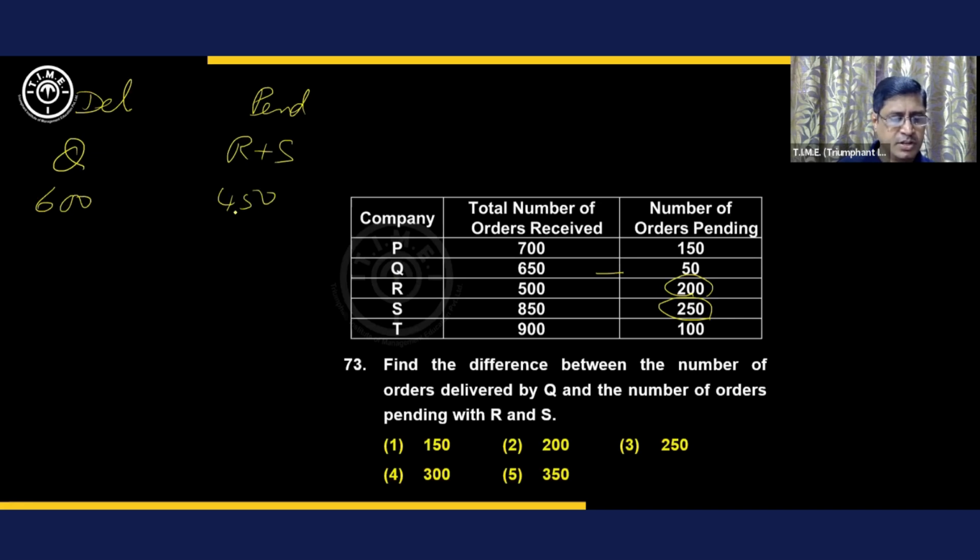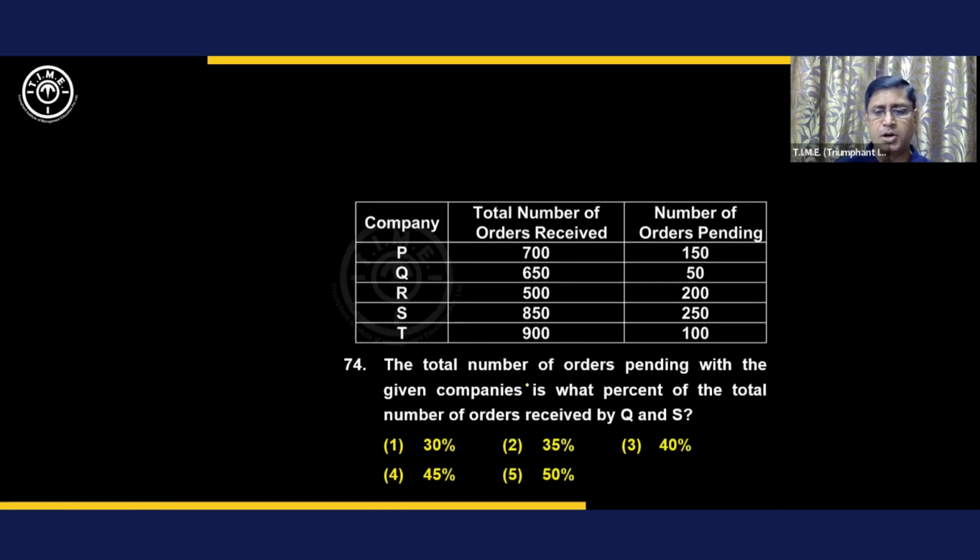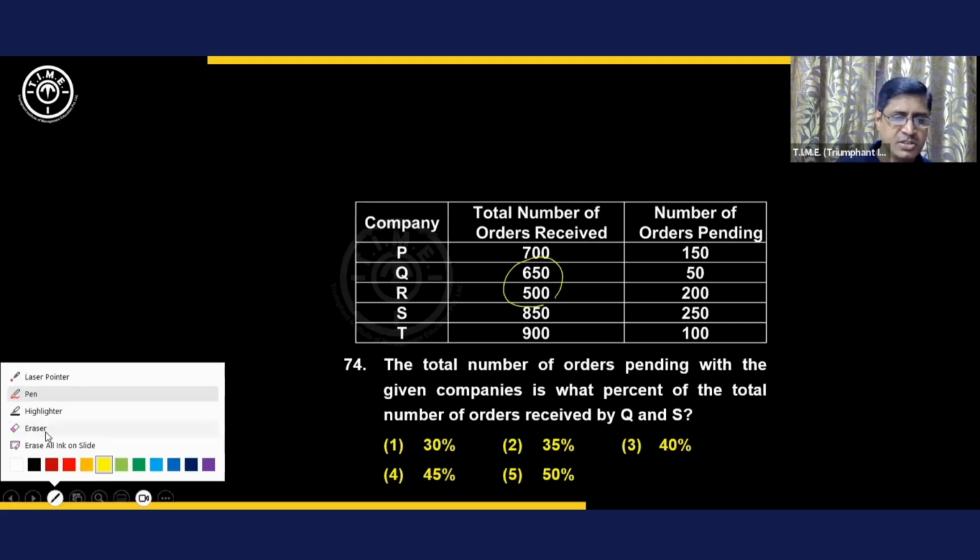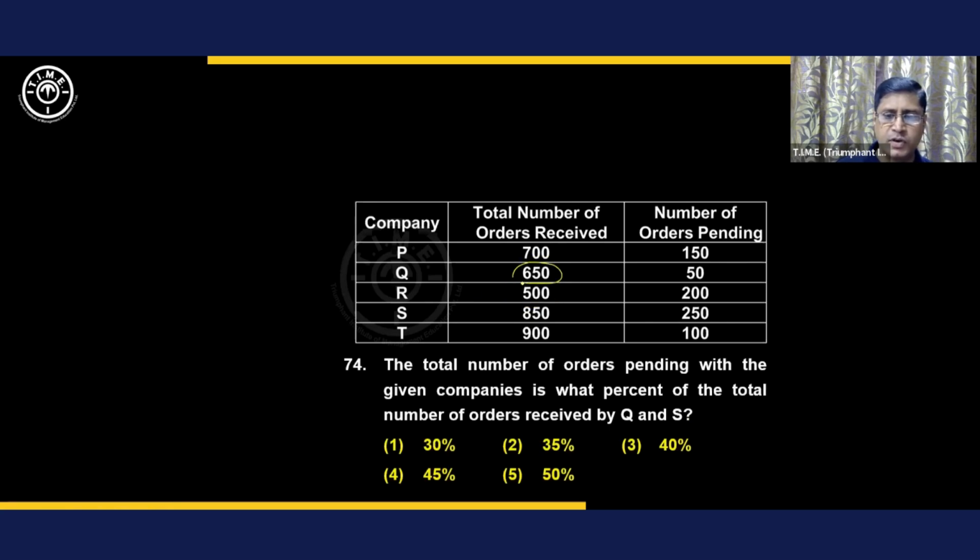Now what is the question? Just need to find out the difference between these two values. So difference of these two values is equal to 150. So right choice, option number 1. First choice is the right answer. 600 minus 450. Now look at the next example. The total number of orders pending with the given companies is what percent of the total number of orders received by Q and S? Q and S means now just here Q value is equal to 650 and S value is equal to 850. By adding these two, it is 1500.